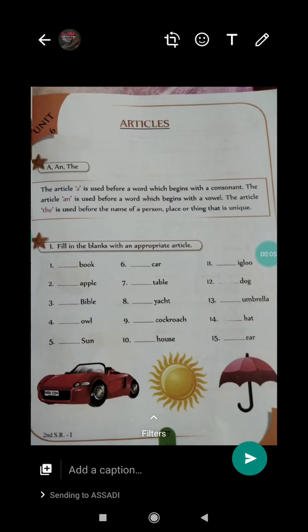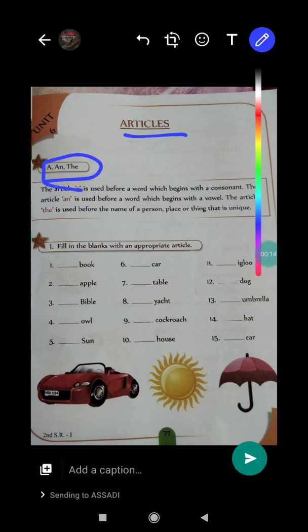Dear students of third standard, today we will learn regarding articles. The English language has three articles, okay? And what are these three articles? A, an, and the. Always remember, there are three articles in English language: a, an, and the.